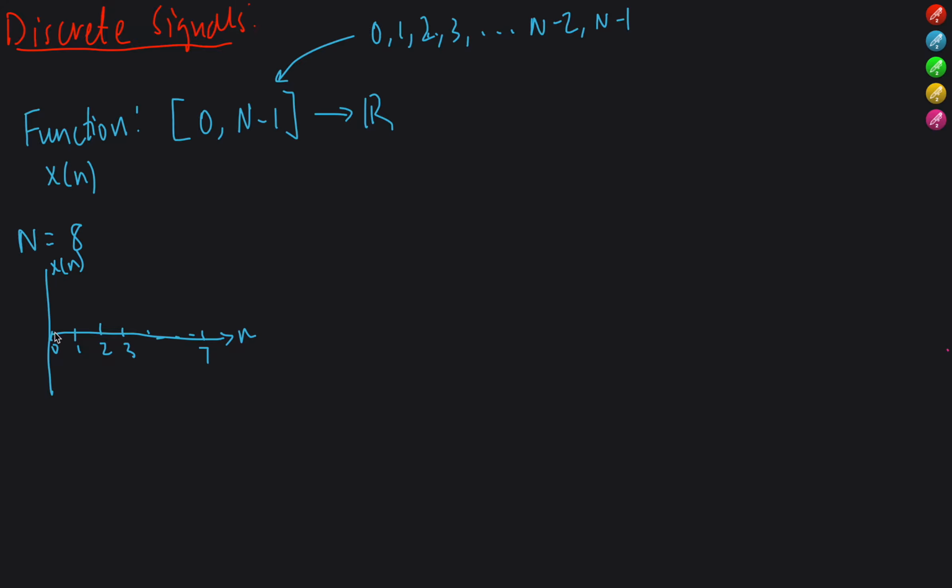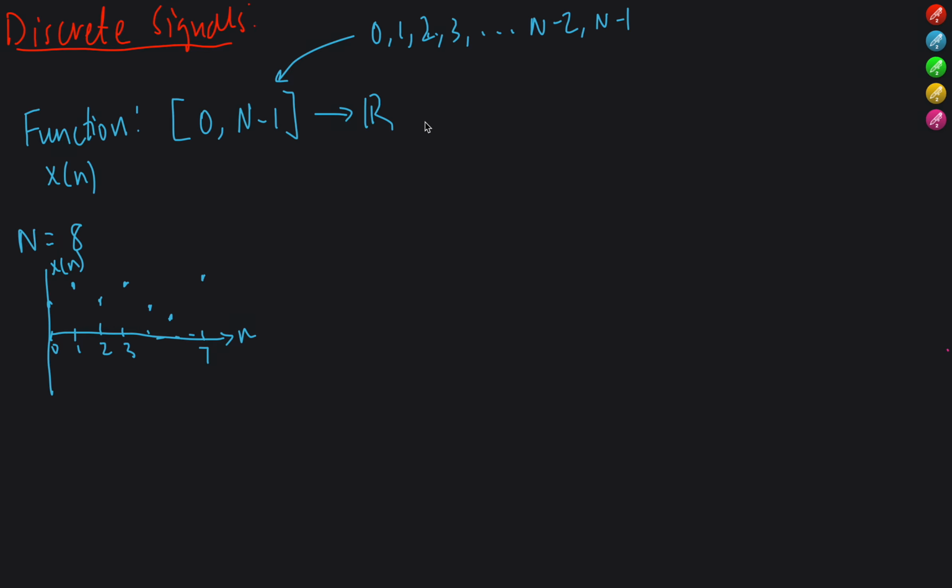But it's going to take 0, it's going to say x of 0, I'm going to map you to some number. 1, I'm going to map you to some other number, and this is how we make our discrete signal. So that's what it looks like. Remember, we don't connect the dots because it's a discrete signal for a reason.